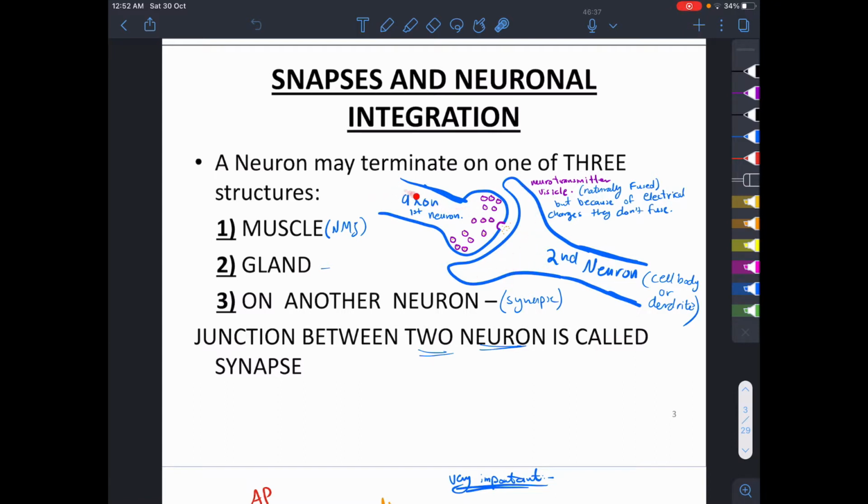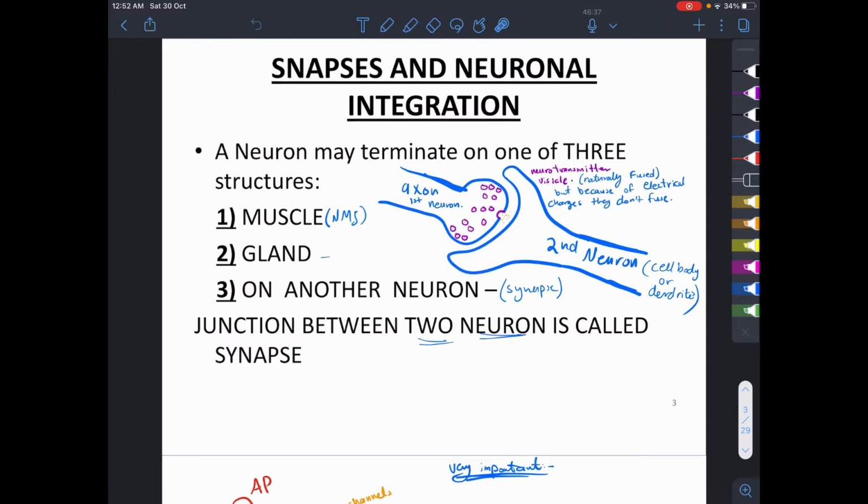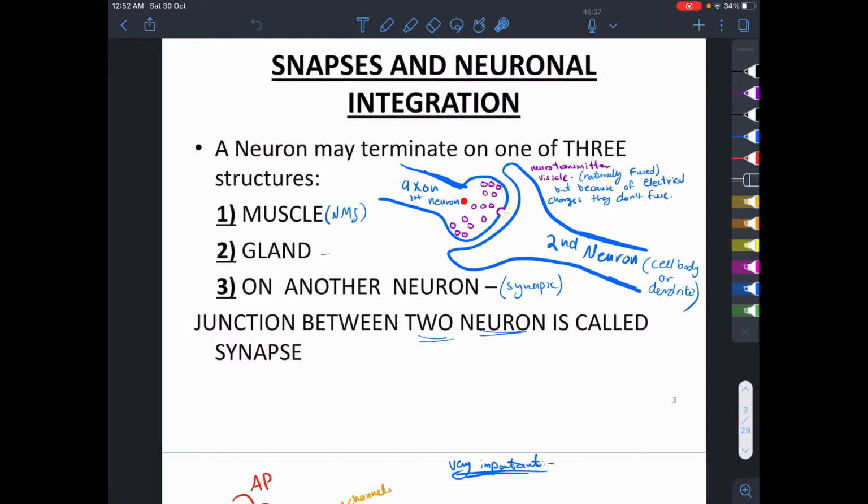So if this neuron I'm talking about is terminating on another neuron, we call it a synapse. If the neuron is ending or terminating on a muscle, we call it a neuromuscular junction. We want to focus on a neuron terminating on another neuron, the synapse. The synapse is the junction between two neurons. So put this in your mind.